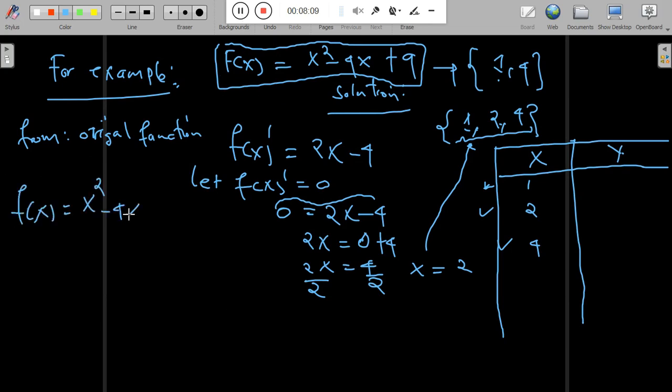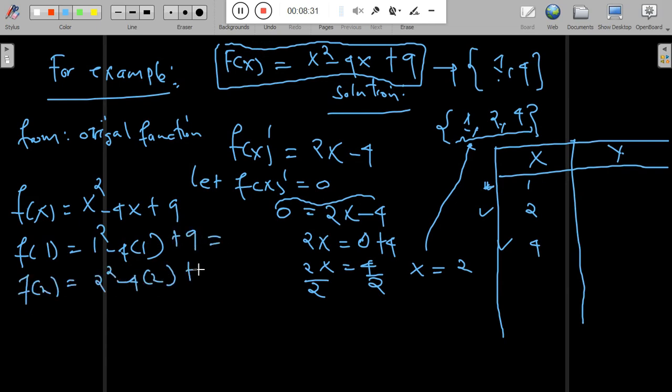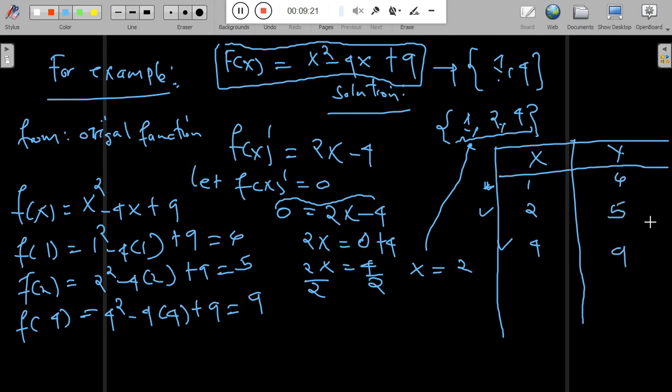So we take x squared minus 4x plus 9, and then we plug in the value 1, that is 1 squared minus 4 times 1 plus 9. We plug in the second value of x, that will be 2 squared minus 4 times 2 plus 9. Then we plug in 4, it will be 4 squared minus 4 times 4 plus 9, which is equal to 9. So the first value gives 6, the second gives 5, and the third gives 9. So the values of y are 6, 5, and 9.